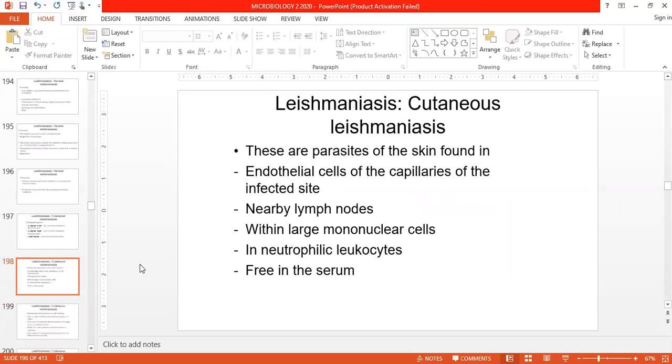So talking about cutaneous simply means the skin. Over here, infected sites are the ones in trouble. Once they bite, the endothelial cells of the capillaries around where the sandfly bites are affected. And then the first presentation will be the nearby lymph nodes, right? We saw that at the site of injury, inflammatory response will set in such that neutrophils and macrophages will be there. So regional lymph nodes will be enlarged, right?